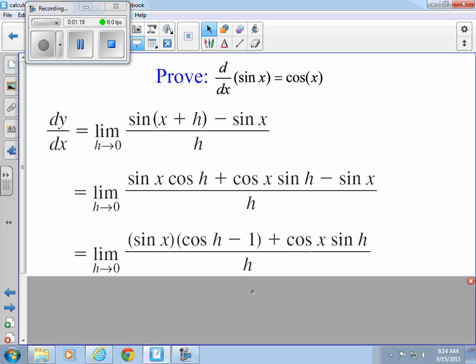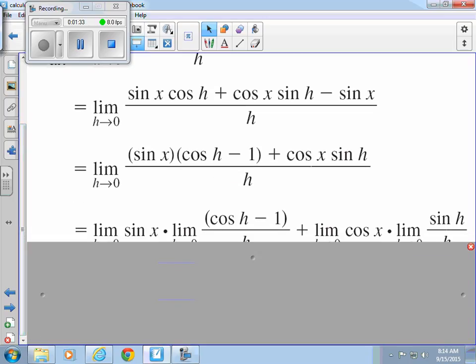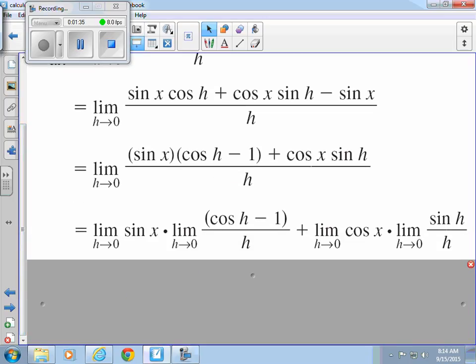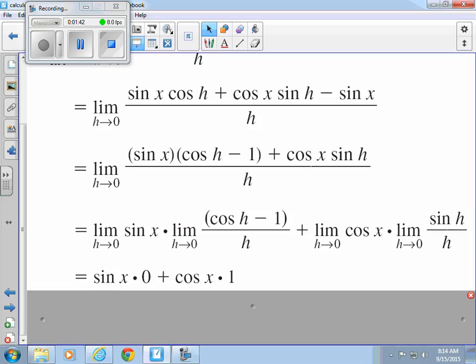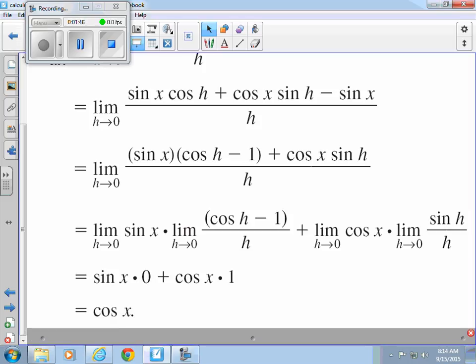Why would I do that? Well, this limit right here, does that look familiar to you? And this limit right here, does that look familiar to you? Those are familiar limits that we have memorized. And so this limit is 0, so this whole piece is 0. This limit is 1, so I get sine of x times 0 plus cosine of x times 1. So the derivative of sine of x is cosine of x, if we did it over the definition.